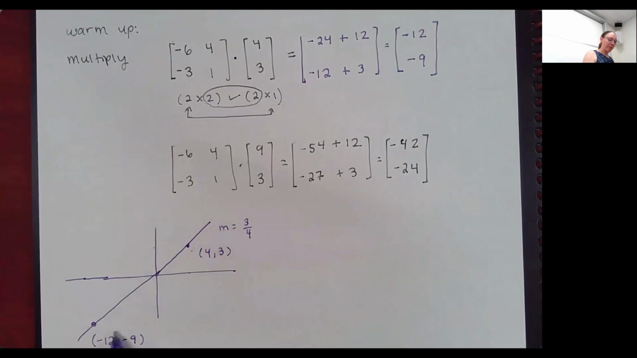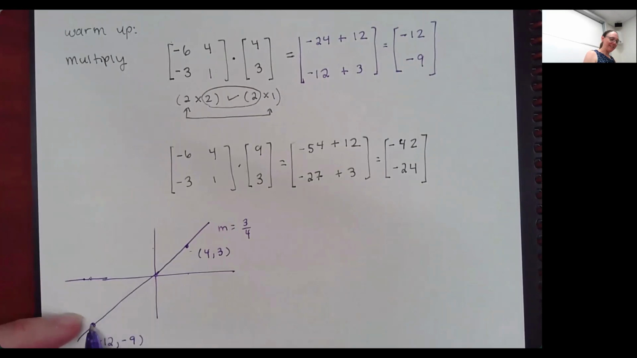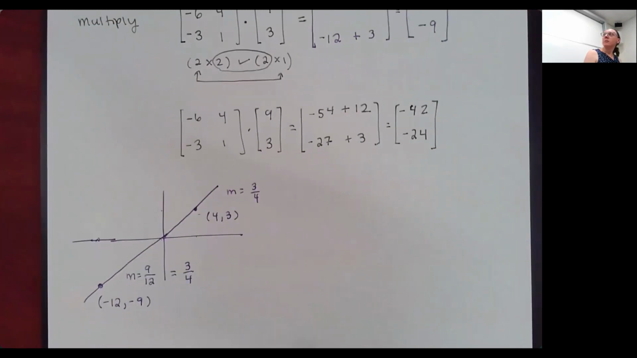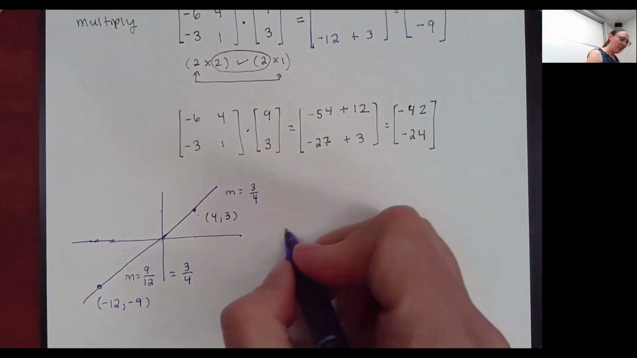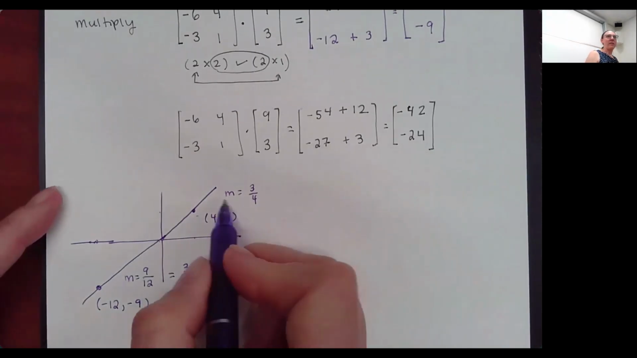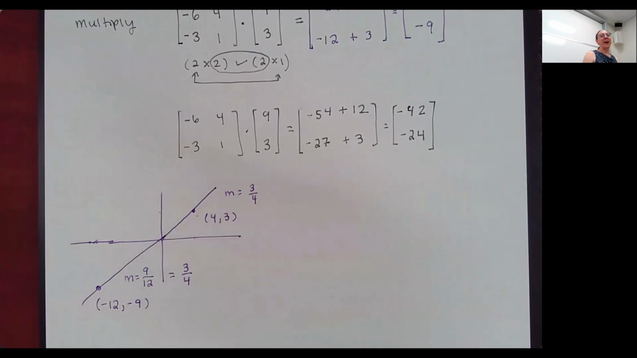If I were to think about the slope for this point, it's rise over run, so I rise 9 and move over 12. So that slope is 9/12, which reduces to 3/4. So when we have this special thing happen, we call that vector an eigenvector, and the eigenvalue is essentially how that vector got rescaled.